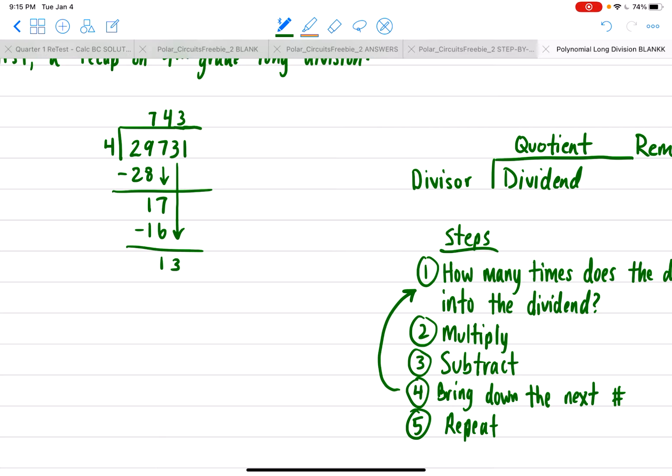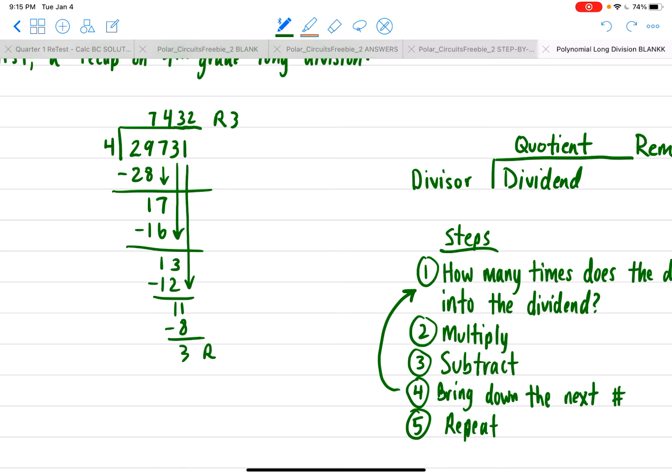3 times 4 is 12. We subtract, we get a 1. Bring down the 1. How many times does 4 go into 11? It goes in twice. 2 times 4 is 8. We subtract, we get a 3. That's our remainder. So we say the answer here is 7,432 with a remainder of 3.